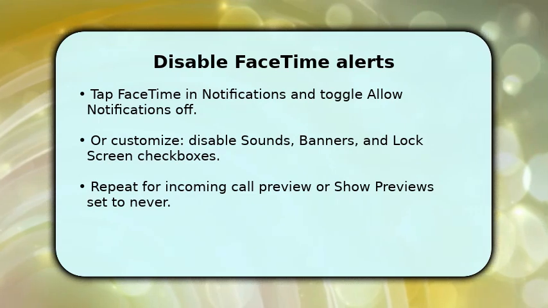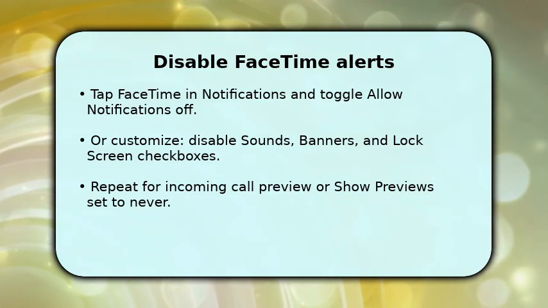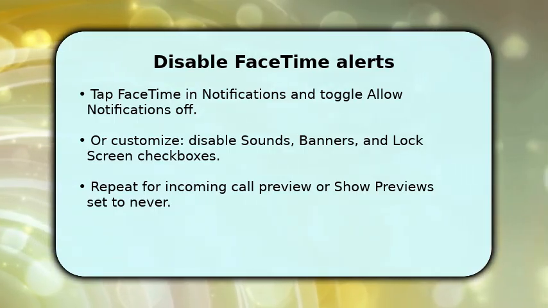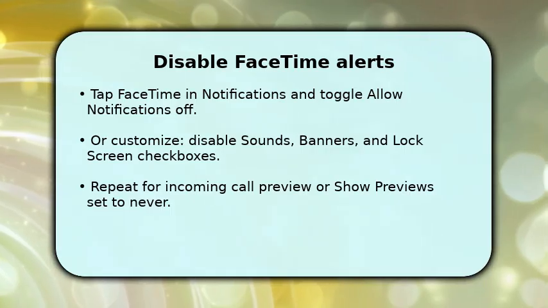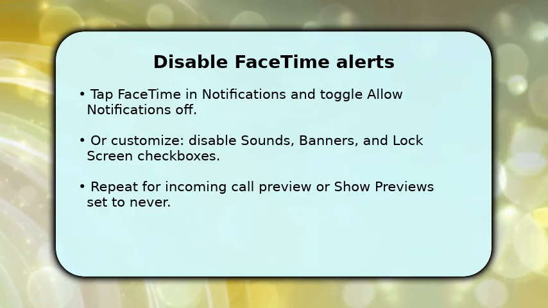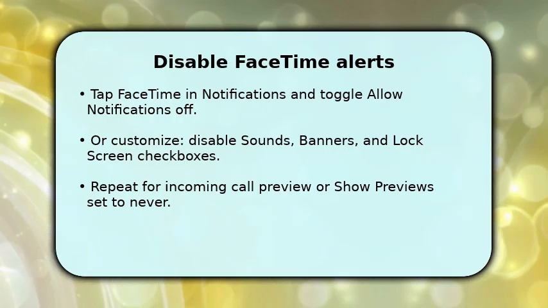You now tap FaceTime under Notifications and decide whether to fully disable alerts or fine-tune them. If you want zero interruptions, toggle Allow Notifications off. You do this to stop banners, sounds, and lock screen calls. If you prefer selective silence, turn off sounds and banners and uncheck lock screen. That keeps FaceTime usable without notifications.